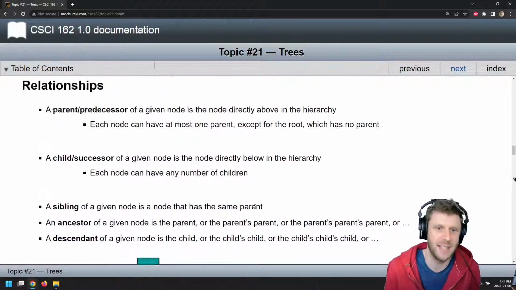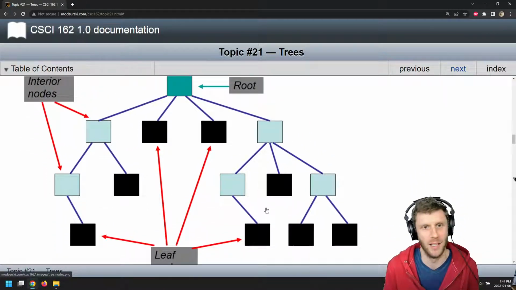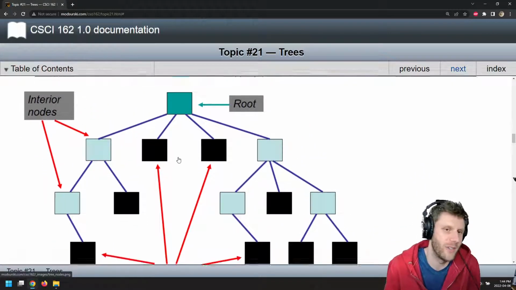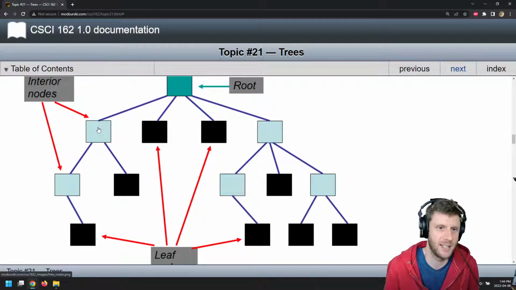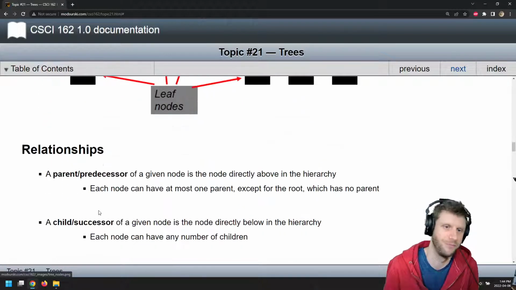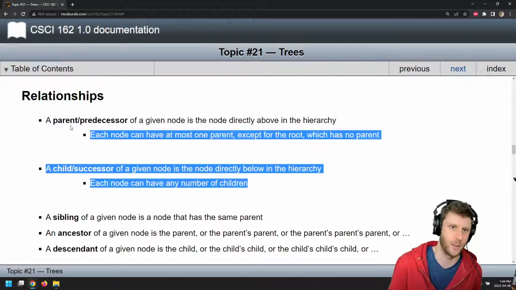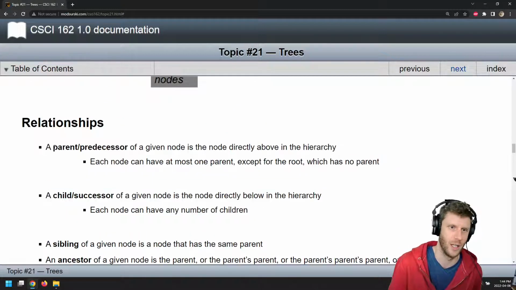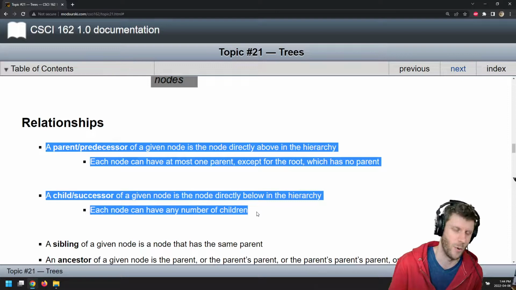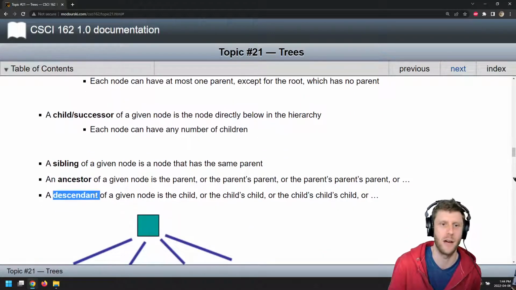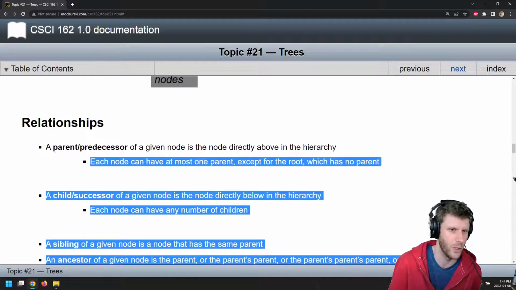And then a descendant is the opposite. All nodes are a descendant of the root. This one right here, its descendants are this one, and this one. I will say these two are probably the most common that you'll come across. These are all valid words, but these ones right here are the most common ones you're going to come across. And hopefully you found this terminology somewhat intuitive.